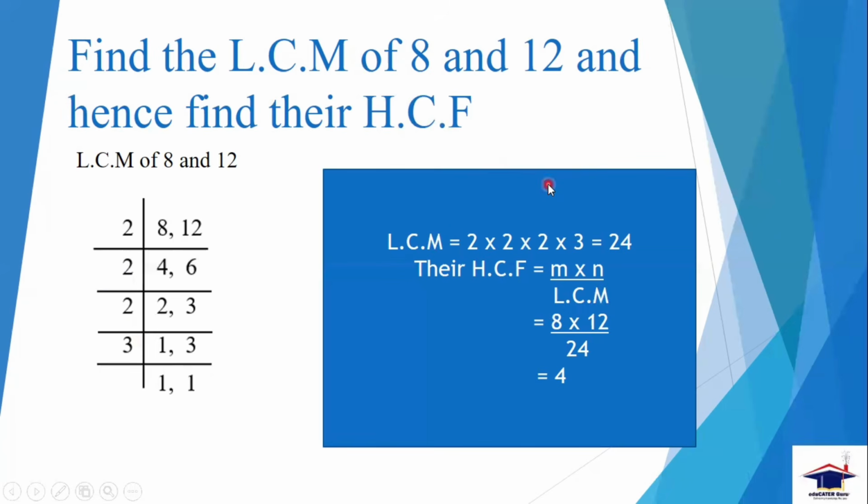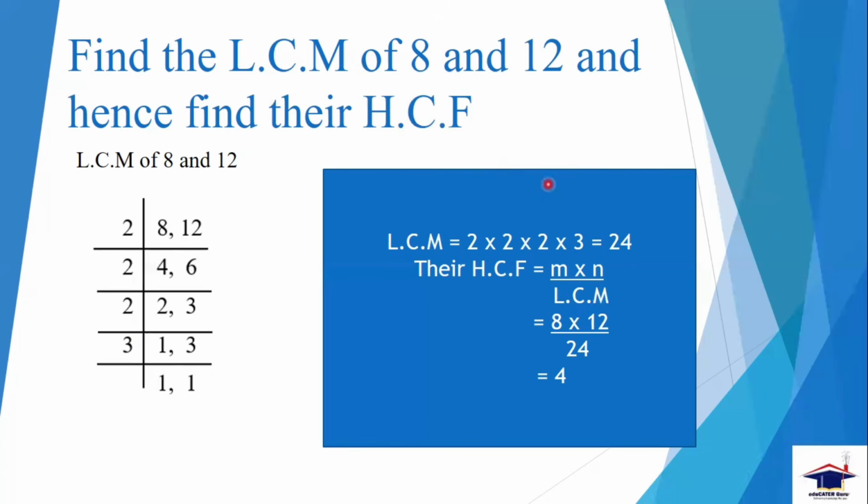So, how to find HCF? The formula they have given: LCM into HCF is equal to m into n. So, we have to find HCF now. On the left hand side, LCM, if you bring it to the right hand side, it will become divided by. So, the formula becomes HCF is equal to m into n divided by LCM.